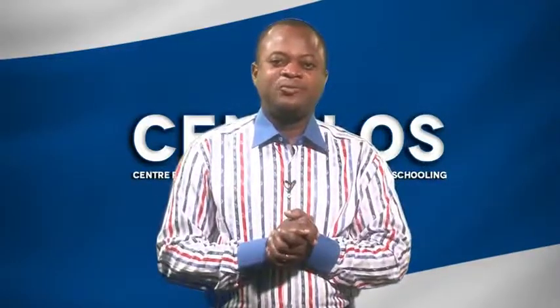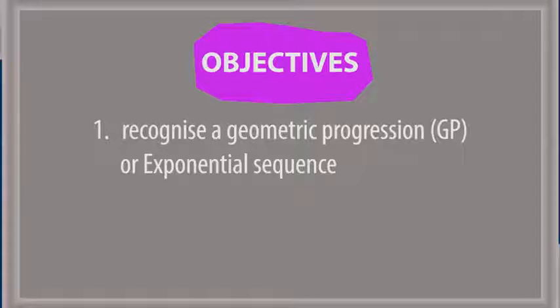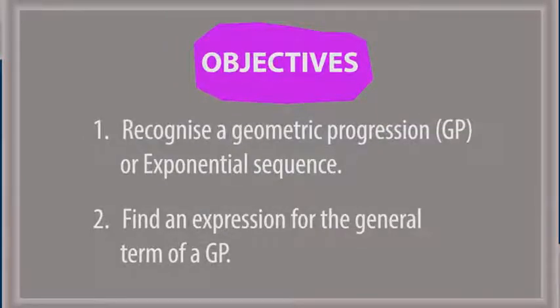By the end of this lesson, you should be able to do the following. 1. Recognize a geometric progression, or GP for short, which we also call an exponential sequence. And 2. Find an expression for the general term of a GP.